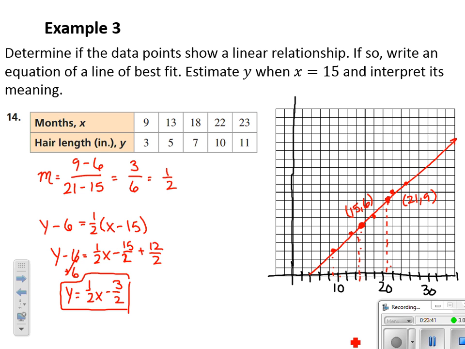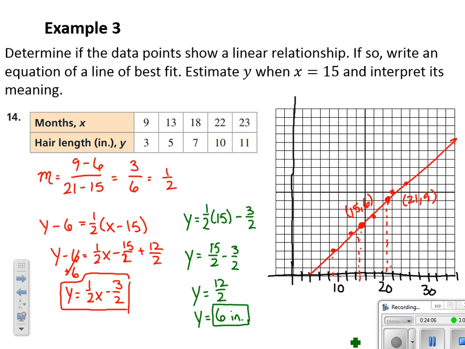So if we wanted to approximate at 15 months, we would simply say, okay, y, the output, is 1/2 times 15 months minus 3 halves. 15 halves minus 3 halves, and we get approximately 12 halves, or 6 inches of hair. Okay, and that means 6 inches of hair after 15 months. But again, we should have known that made sense because one of the points on our line of best fit was 15.6.